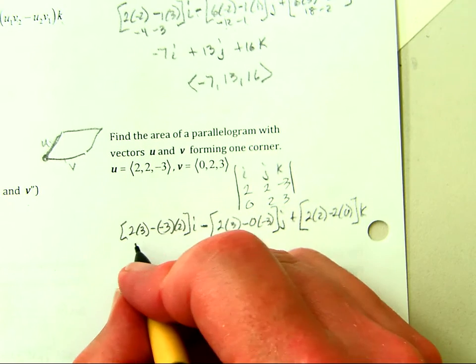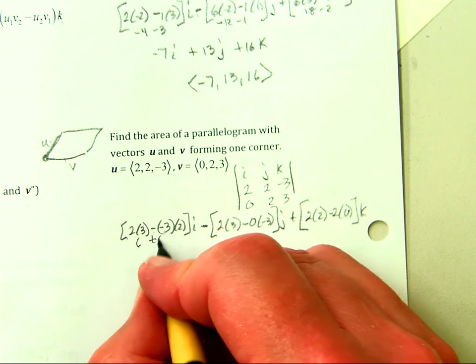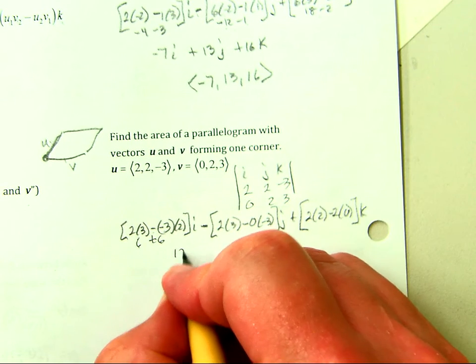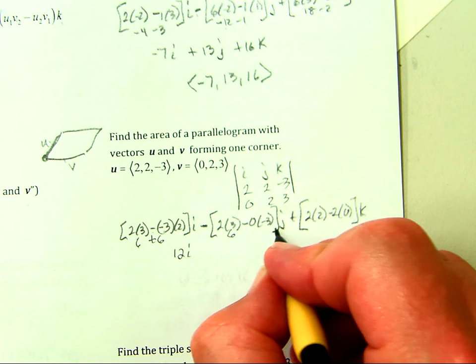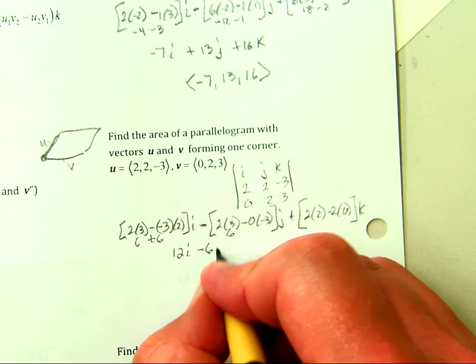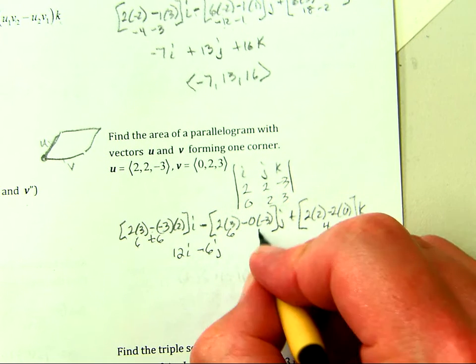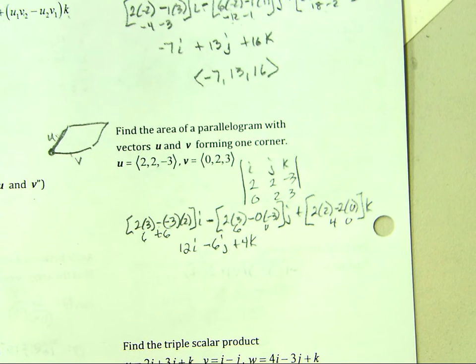So let's see, that is 6 minus a negative 6. So that's 6 plus 6. So that's 12i. This is going to be 6 minus 0, so minus 6j. And that's going to be 4 minus 0. So that'd be plus 4k. So that's our cross product.